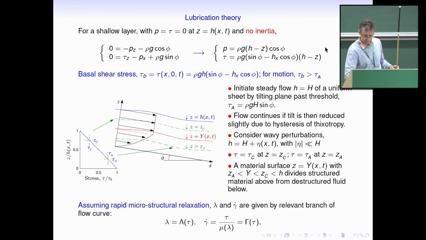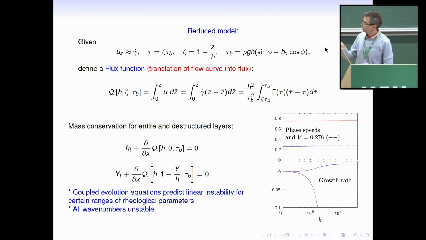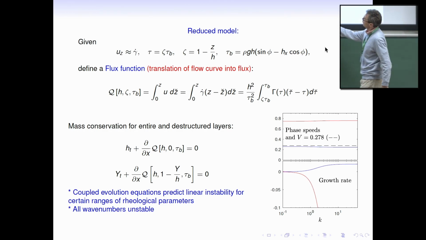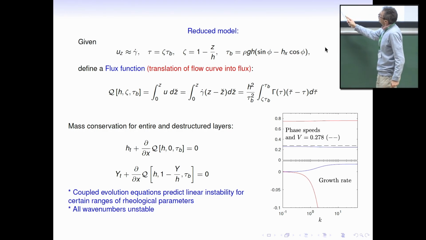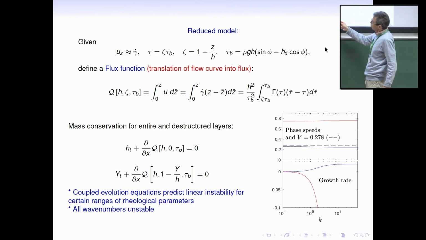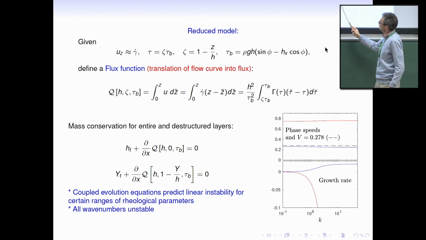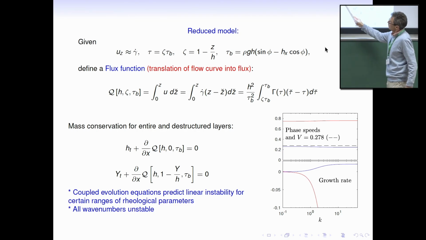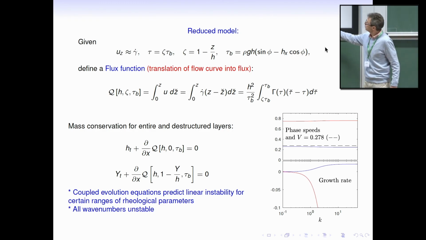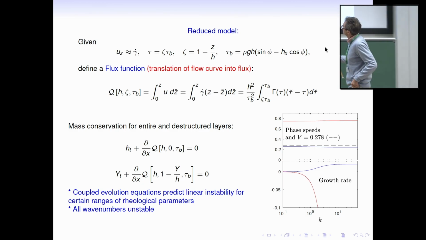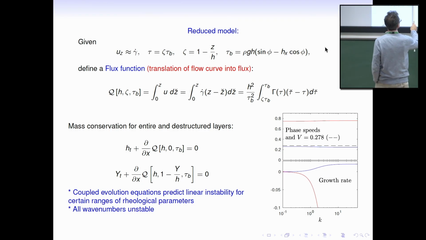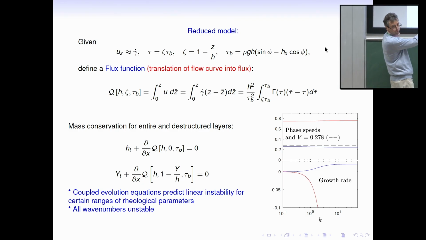Gamma dot's the strain rate, right? So gamma dot here is basically given by du dz. The stress is proportional to the stress at the bottom. Zeta here is just that profile factor. Here's the stress at the bottom. That's this lubrication model, right? So from all of this, I can just integrate this to get what the flow profile is.